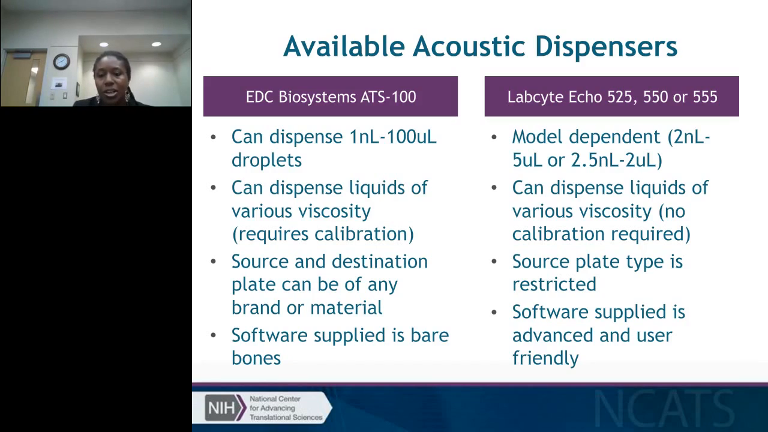And so one of my supervisors here kind of described the EDC Biosystems ATS 100 and the LabSite Echo as the Android and the Apple of the acoustic dispensing world, because the LabSite Echo, even though it is quite user-friendly, it is very limited in what you can do with it. Whereas the ATS 100, the software is more bare bones, but that does allow for you to do your own customization on top of what they've given you. So this is just a general comparison of the two. And additionally, the LabSite Echo is more expensive than the ATS 100, depending on which model you need for your needs.